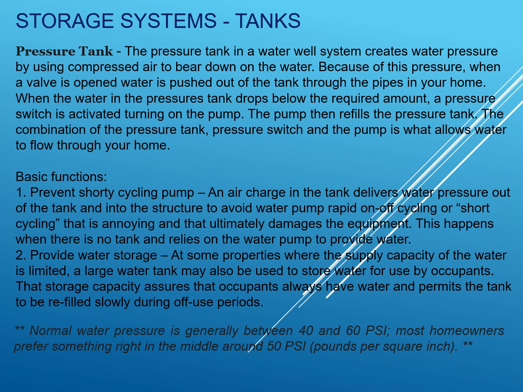Another type of storage system is what is called a pressure tank. The pressure tank in a water well system creates water pressure by using compressed air to bear down on the water. Because of this pressure, when the valve is open, water is pushed out of the tank through the pipes in your home. When the water in the pressure tank drops below the required amount, a pressure switch is activated, turning on the pump. The pump then refills the pressure tank. The combination of pressure tank, pressure switch, and the pump is what allows water to flow through your home.